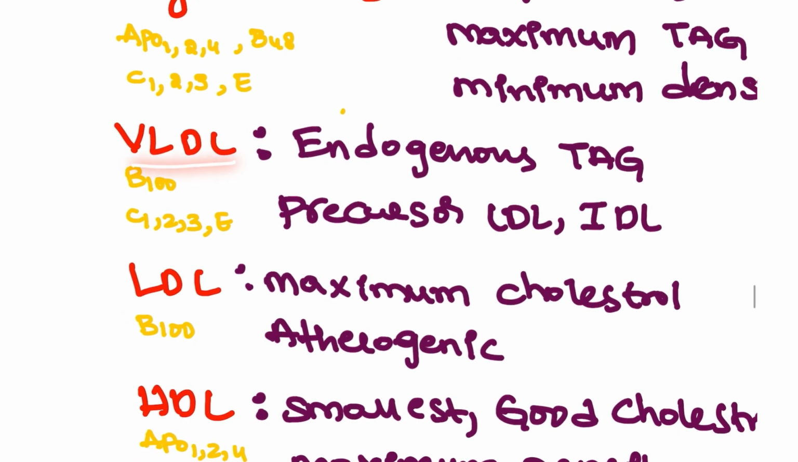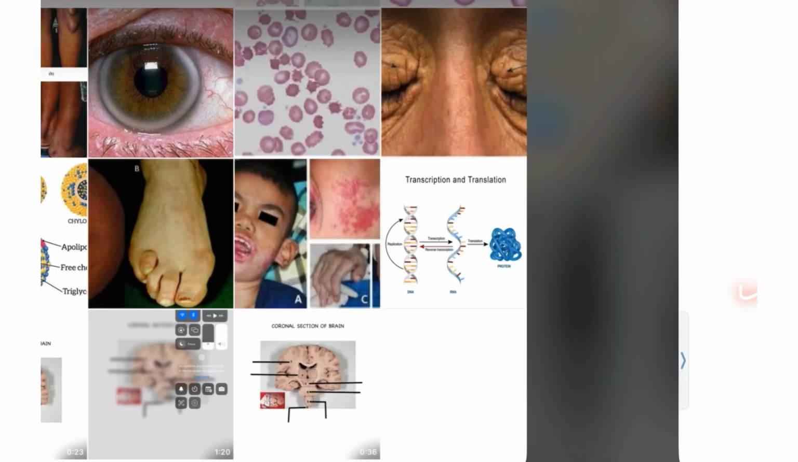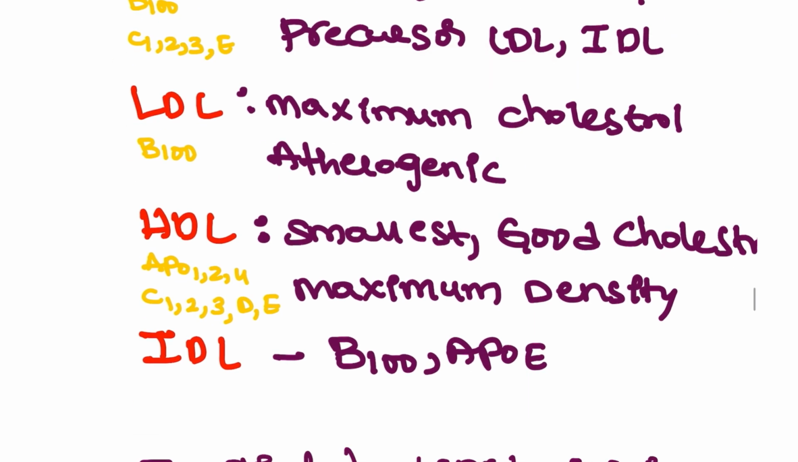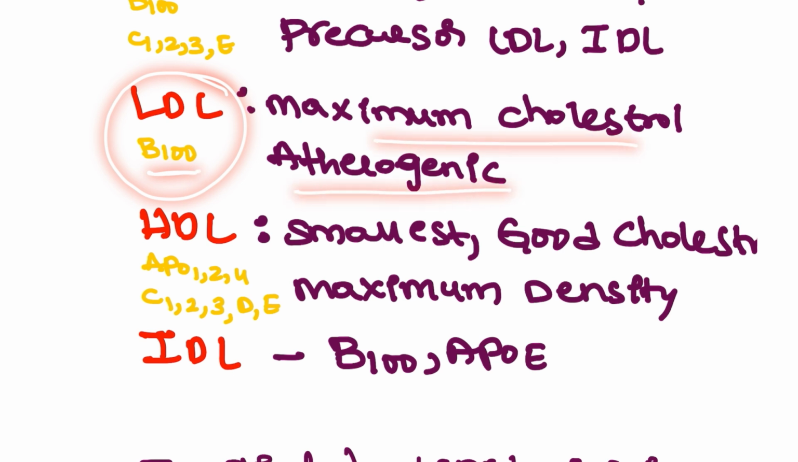Next, coming to the VLDL: B100, C1, C2, C3 and E. This carries endogenous triglycerides and is the precursor for the LDL and also IDL. Next, coming to the LDL, it is associated with B100 only. Maximum cholesterol, a very atherogenic condition you are going to see with the LDL.